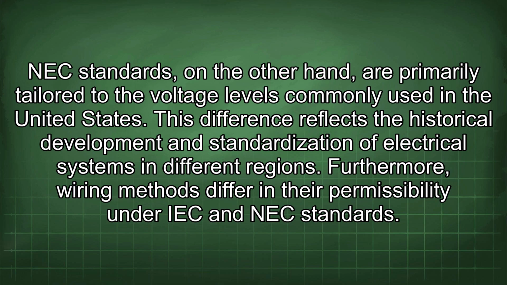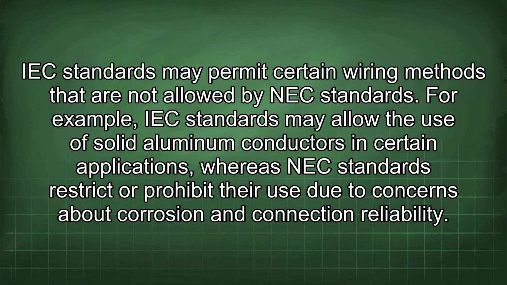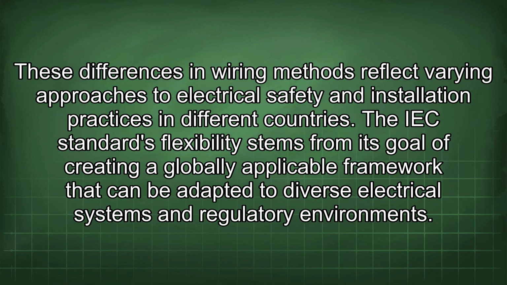Furthermore, wiring methods differ in their permissibility under IEC and NEC standards. IEC standards may permit certain wiring methods that are not allowed by NEC standards. For example, IEC standards may allow the use of solid aluminum conductors in certain applications, whereas NEC standards restrict or prohibit their use due to concerns about corrosion and connection reliability. These differences in wiring methods reflect varying approaches to electrical safety and installation practices in different countries.